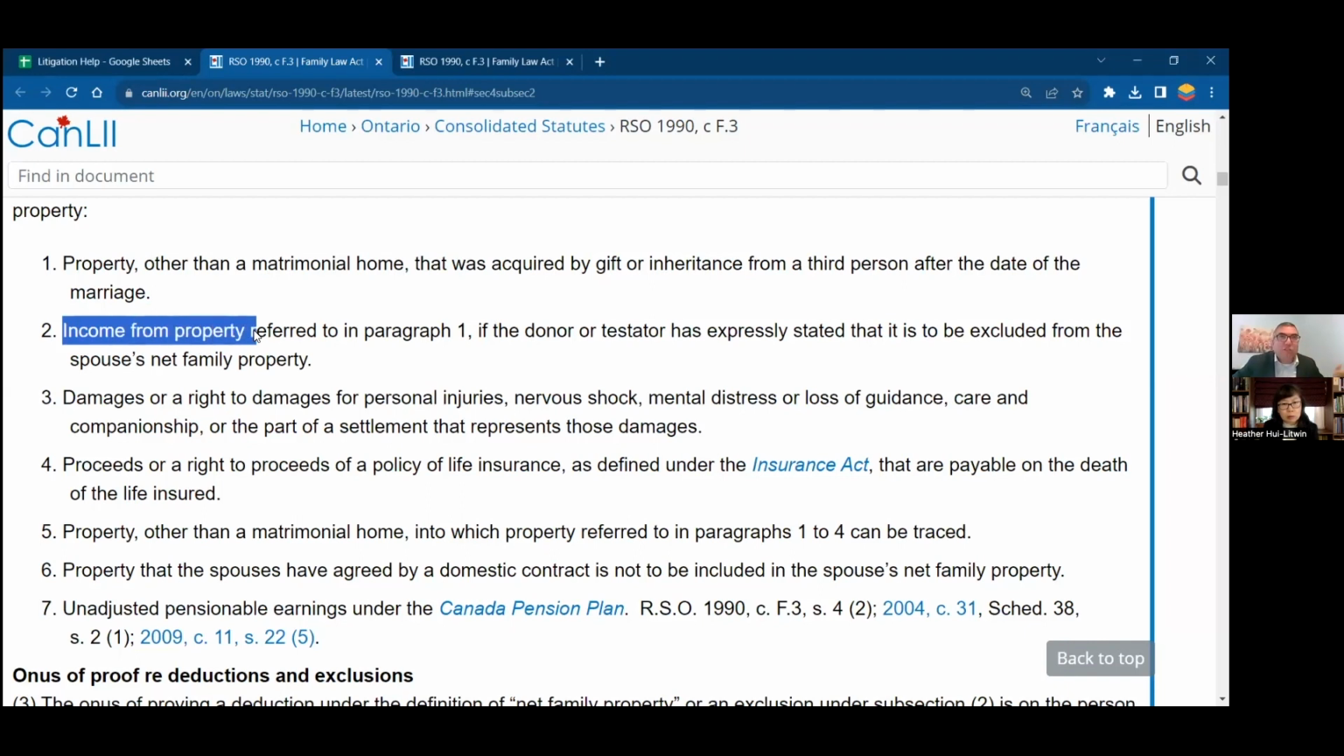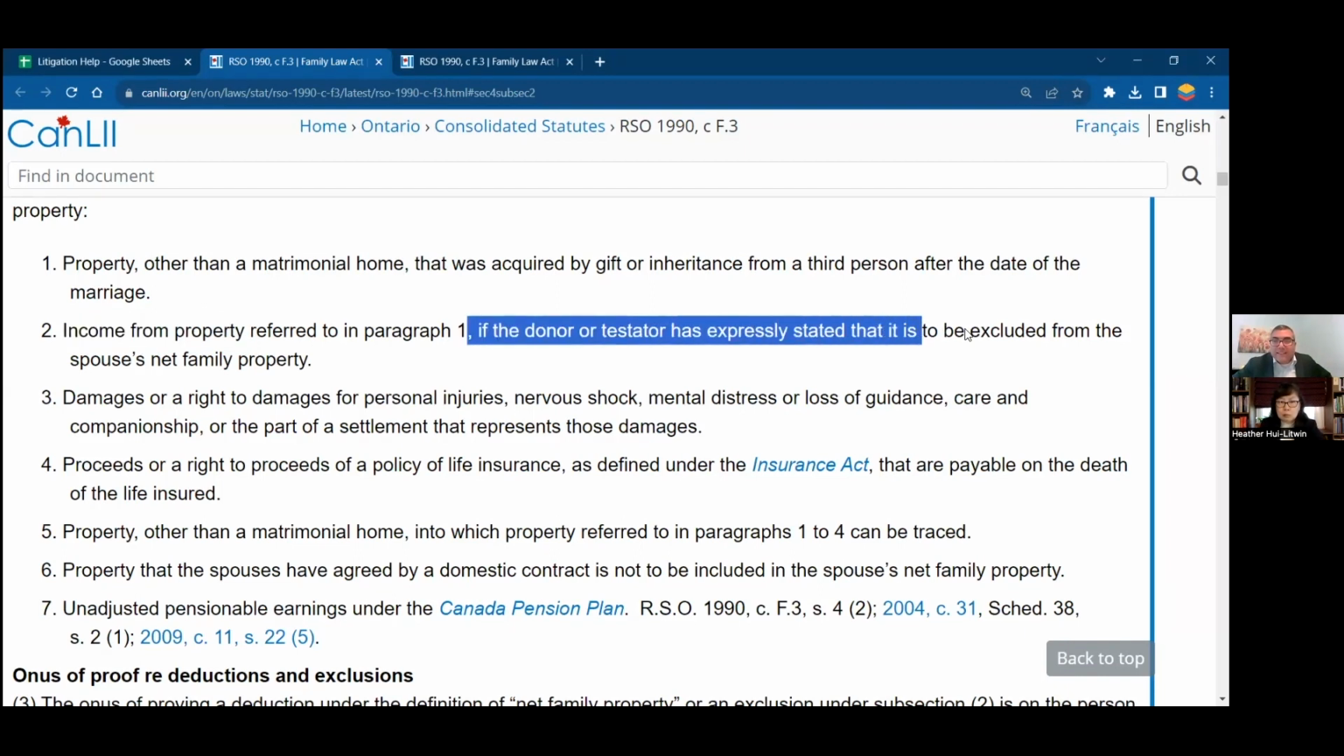By interest. So can you exclude that? That's a good question just in life. Can you exclude that? Because there's principal and there's income, and so maybe they're separate. And the answer is they are separate, but you can exclude income if the donor or testator expressly stated that it should be excluded from the spouse's net family property. Okay, so it requires an express statement.